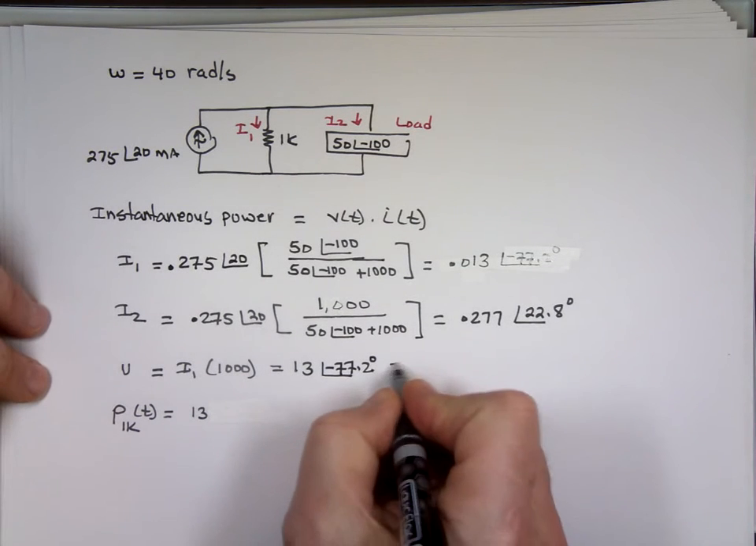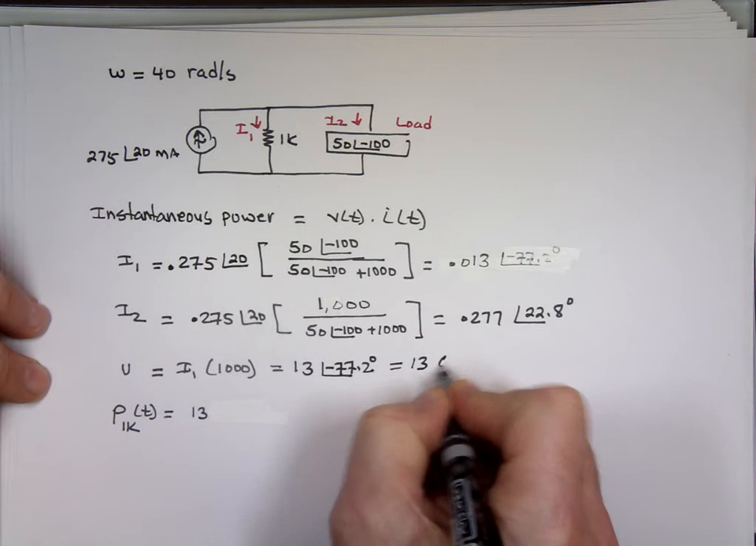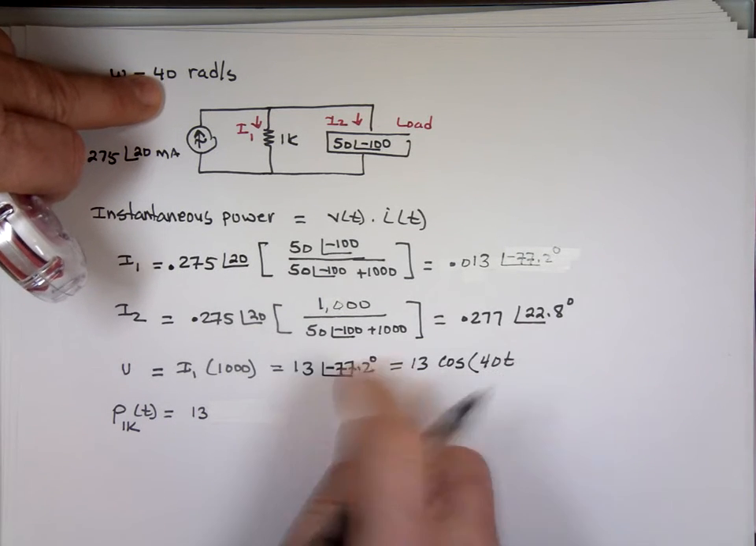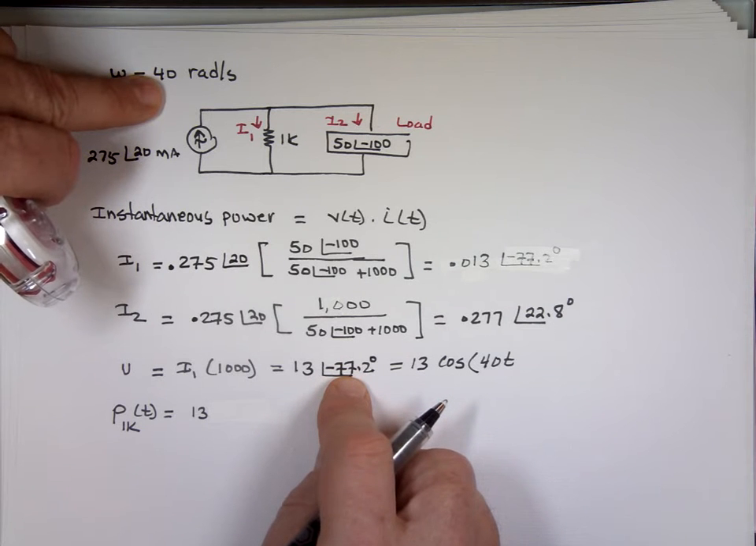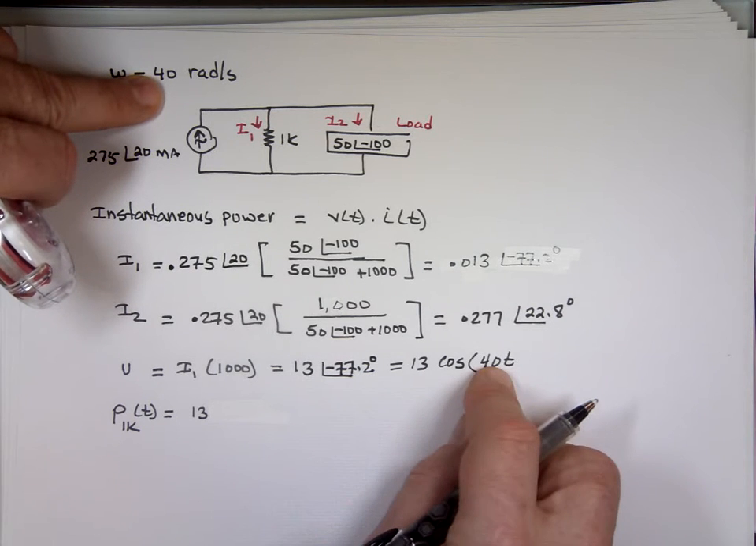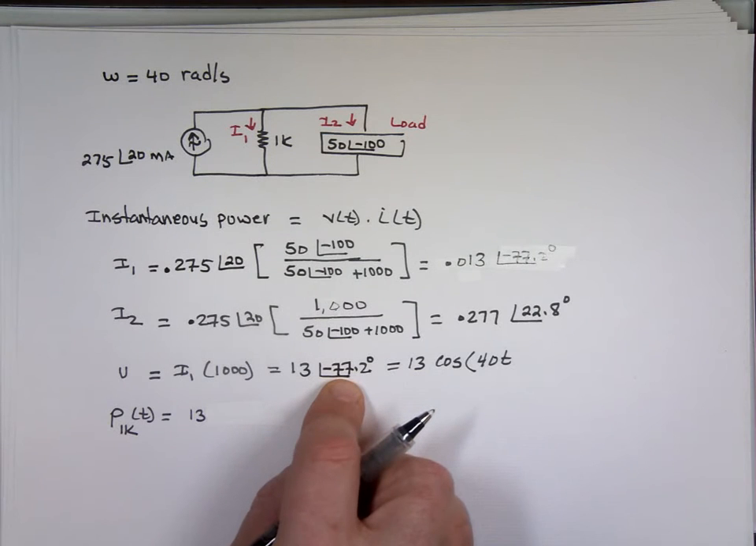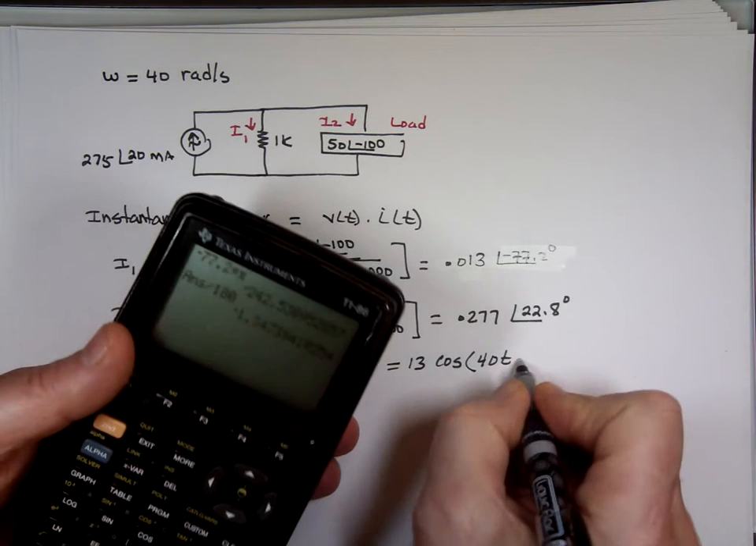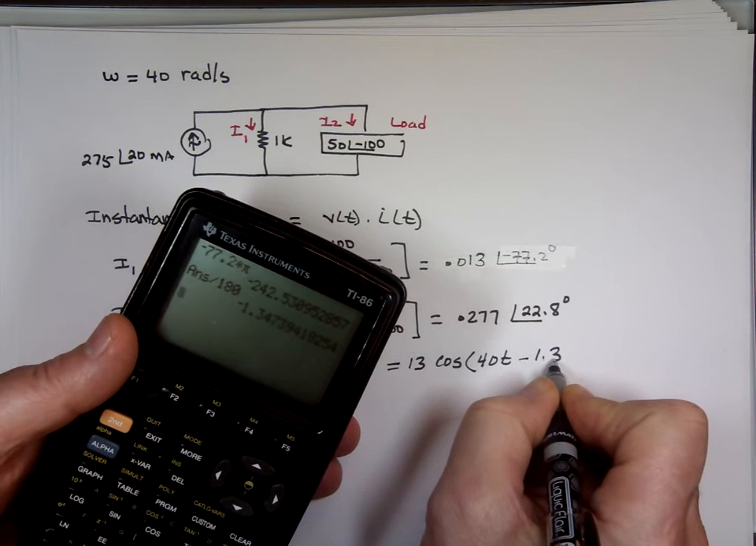13 cosine, omega was 40t, but now I got to convert this 77 degrees to radians. So I got to take that multiplied by pi divided by 180. So negative 77.2 times pi divided by 180, negative 1.35. That's good enough.